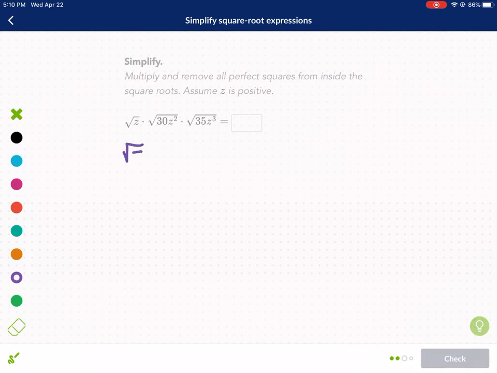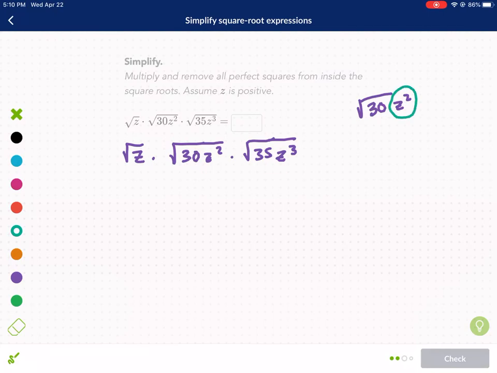We have a square root of z here. We have a square root of 30z squared, and we have a square root of 35z cubed. And all of these are underneath the radical, okay? Be very careful as you write radicals. You don't want to have some hanging out like that because it's vague whether or not this z squared is inside or outside the radical.